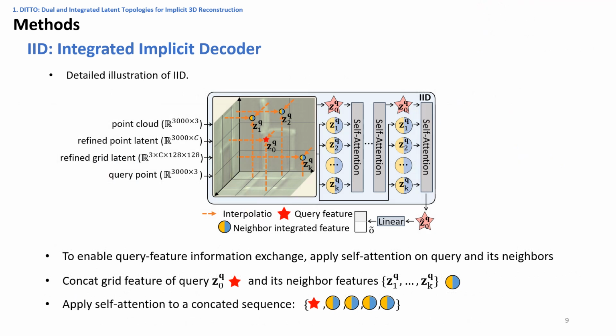We will introduce more details of our integrated implicit decoder. We already explained how to acquire query feature G0 and neighbor integrated features from G1 to Gk in the previous slide. To update the query feature, we apply self-attention layers for a sequence combined of the query feature along with the neighbor integrated features. As a result, we can get occupancy value by applying linear layer to the updated query feature.